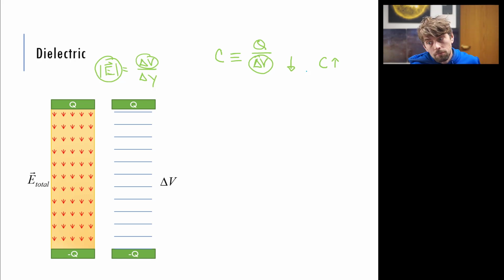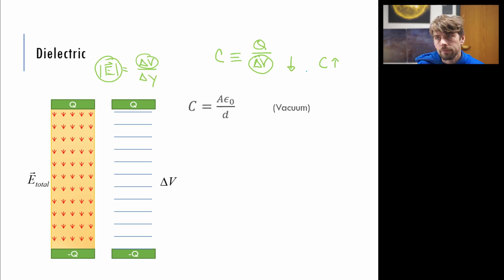For example, in a phone. The capacitors in this phone, and generally in any electronic system, are filled with a dielectric, and that allows us to store more charge for the same physical size.